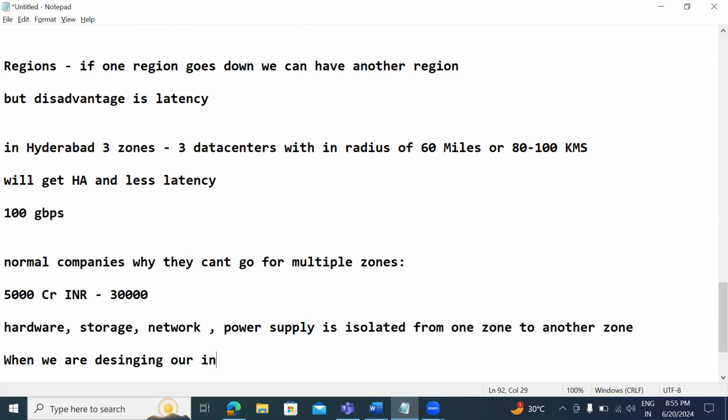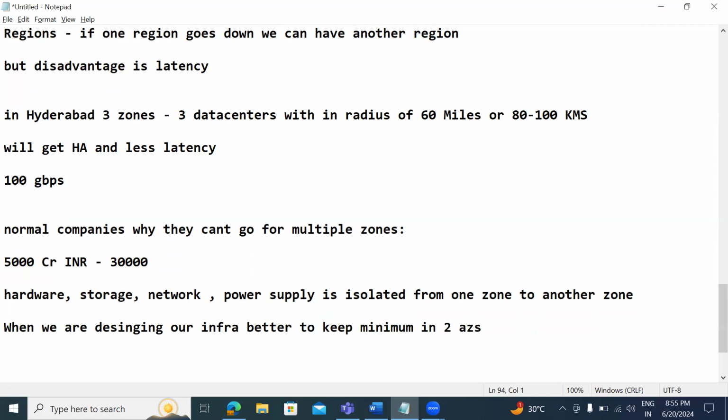So when we are designing our infrastructure, it's better to keep it in a minimum of 2 availability zones. What is the advantage with that? Even if one zone goes down, the solution is highly available from the second zone. So suppose we are going to design for 100 servers. Can you guess how we will design this?